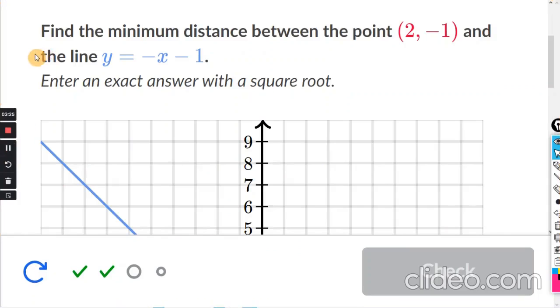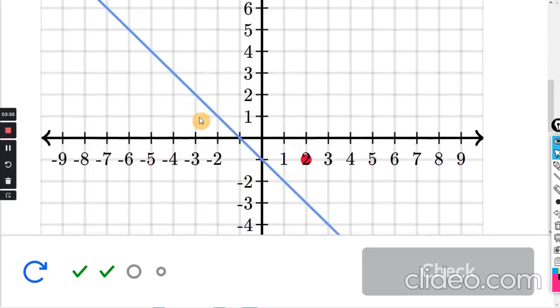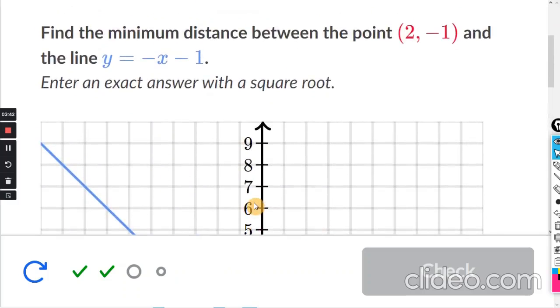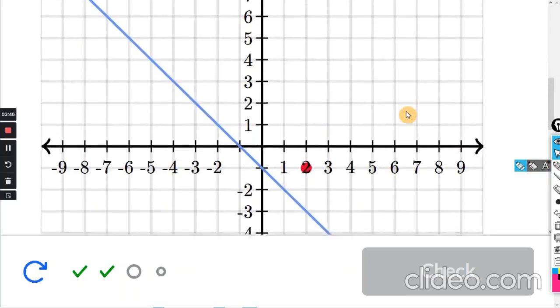All right, this one's a bit more challenging. Find the minimum distance between the point 2, -1 and the line y equals -x minus 1. Enter an exact answer with a square root. All right, they give us the point and the line. I'll show you real quick. Actually, I'll show you right on the graph.